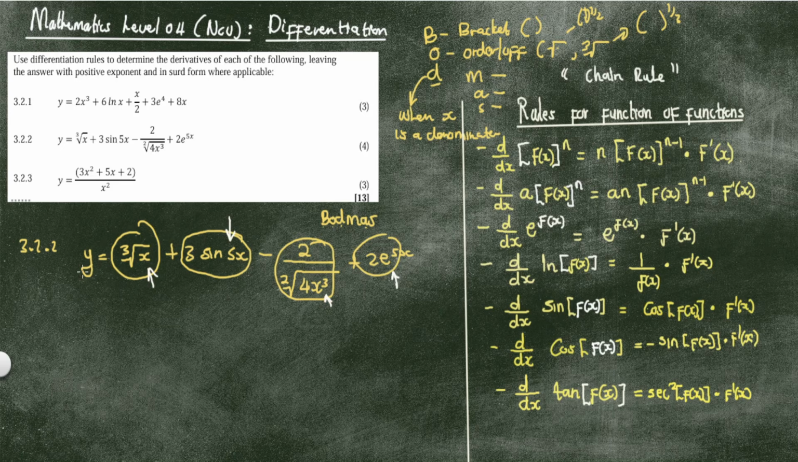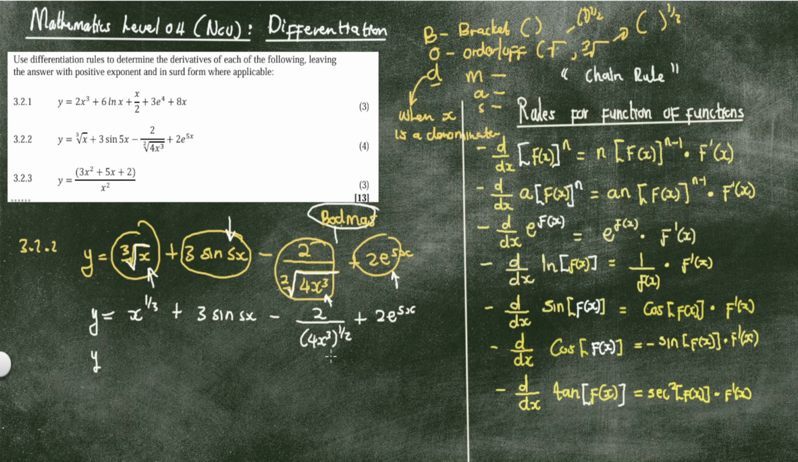Now, before we can even differentiate, I need to simplify through BODMAS. In my order, I have square roots. I'll have to simplify for this first, and then I'll explain the next step. So I have x raised to exponent 1 over 3 plus 3 sine 5x. There's nothing to simplify there. Minus 2 over 4x cubed raised to exponent 1 over 2 plus 2e raised to exponent 5x.